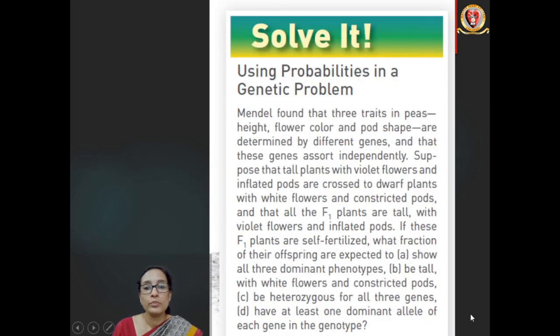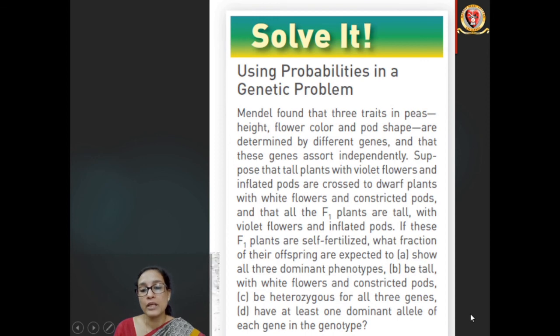Now let us look into a problem. Mendel found that there are 3 traits in peas: height of the plant, flower color, and pod shape. These are all determined by different genes. They assort independently. If we take tall plants with violet flowers and inflated pods, and cross them with dwarf plants with white flowers and constricted pods, you see that in the F1 generation, all of the plants are tall with violet flowers and inflated pods.